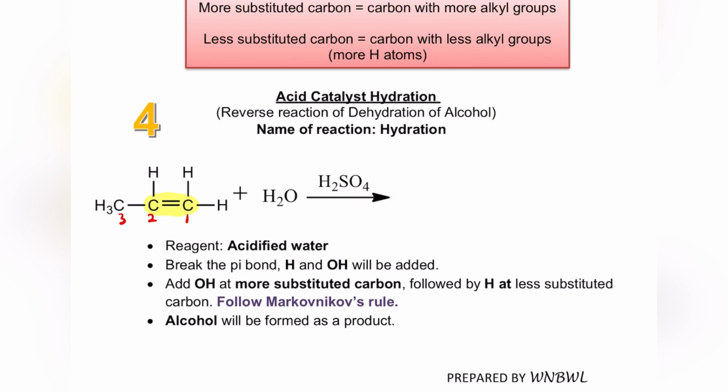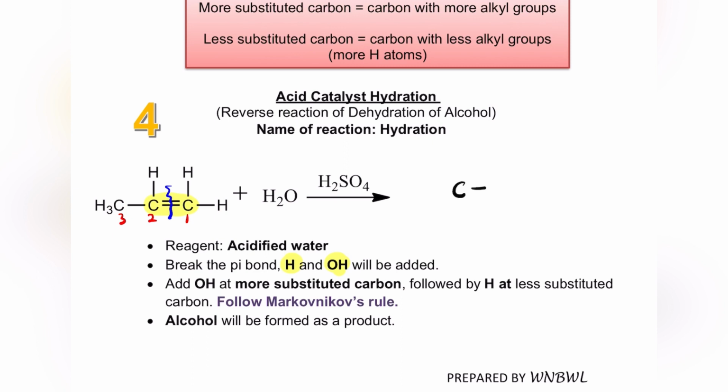And then, when you do the reaction, you are going to break the pi bond here antara carbon 1 and 2. So, bila awak dah break the pi bond, yang akan tambah adalah H and OH. Cuma kita akan follow Markovnikov's rule. Hidrogen akan tambah dekat carbon yang banyak hidrogen, iaitu carbon pertama. So, yang satu lagi carbon kedua akan ambil OH. So, my product will be alcohol. So, saya akan lukis structure saya.